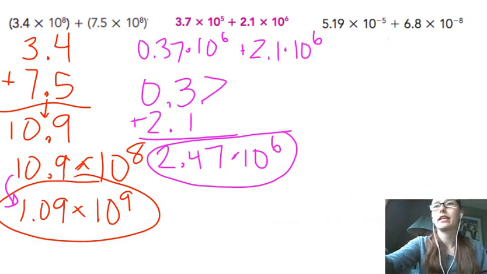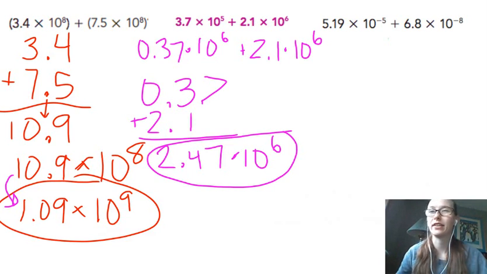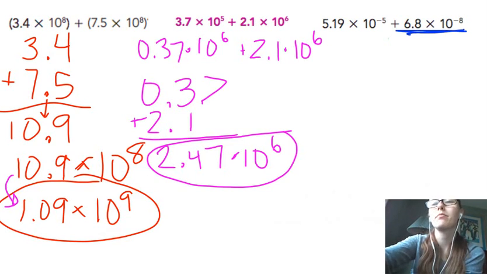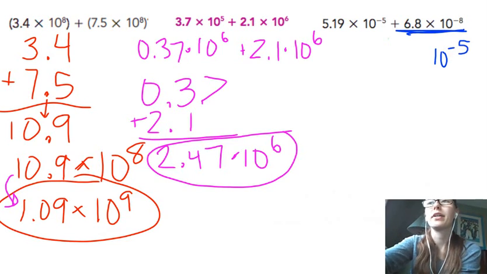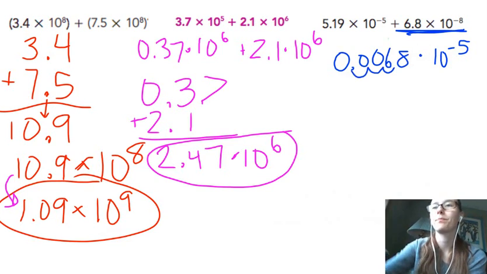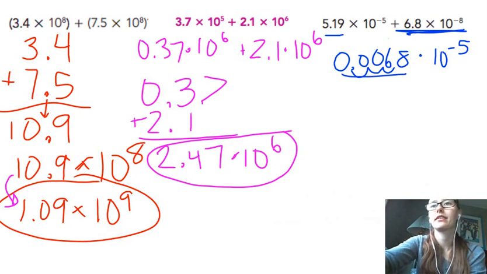Now this last one, I notice I have 10 to the negative 5th and 10 to the negative 8th. So I can't just add those mantissas together because those exponents are different. Negative 5 is bigger than negative 8. So I'm going to make this number have a power of 10 to the negative 5th. Because it's 3 place values bigger, I'm going to make my mantissa 3 place values smaller. So I did 1, 2, 3. Now I can just add the mantissas together.